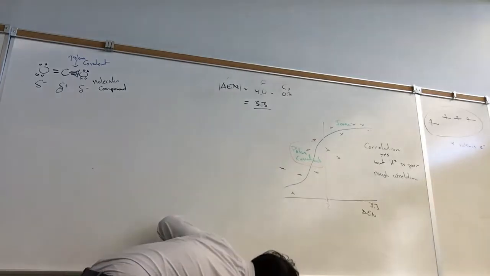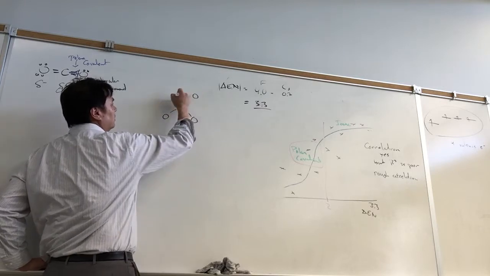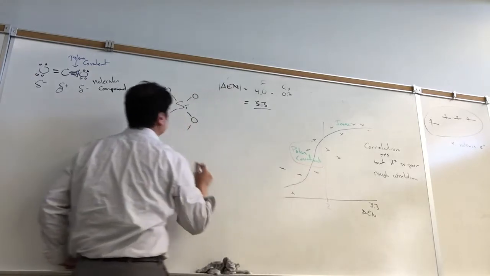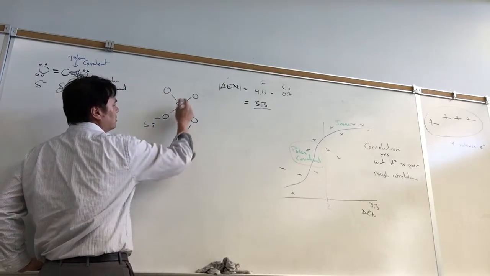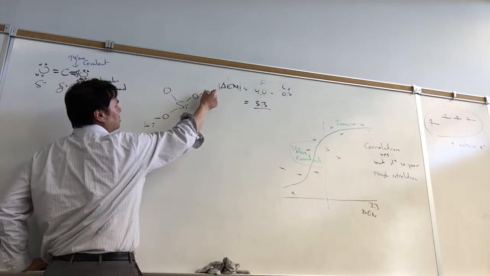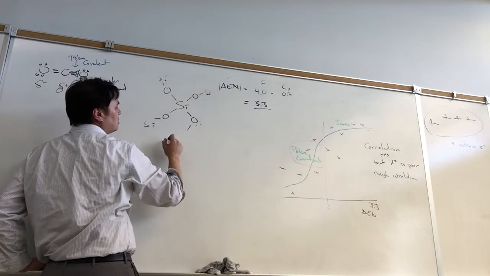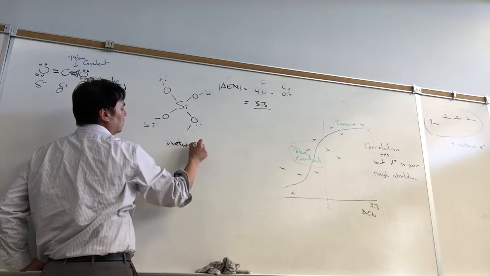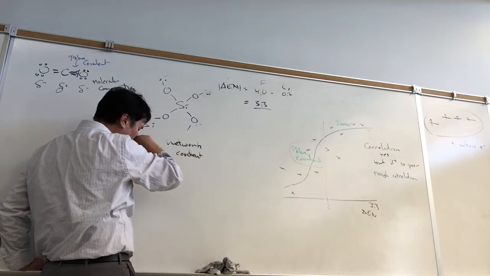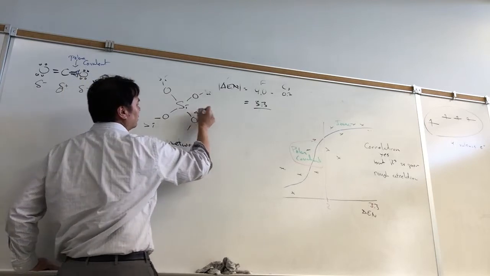We can see this in network covalent compounds as well, for example, silicon and oxygen. Silicon and oxygen is going to have a delta EN between 0.5 and 2. In silicon and oxygen compounds, we just have silicon bonded to 4 oxygens, and each oxygen is bonded to 2 silicons, and this extends in 3 dimensions. So this is called network covalent. And these are polar covalent bonds in here.